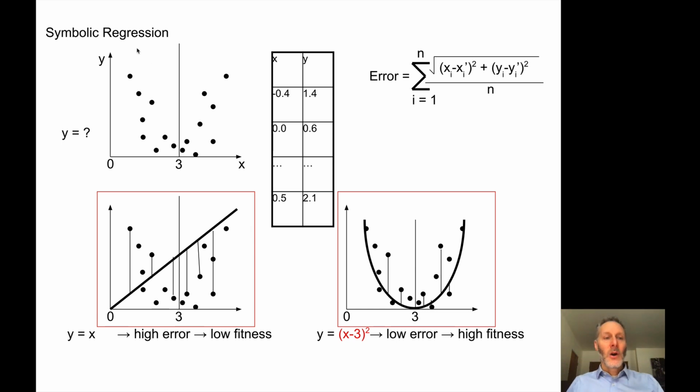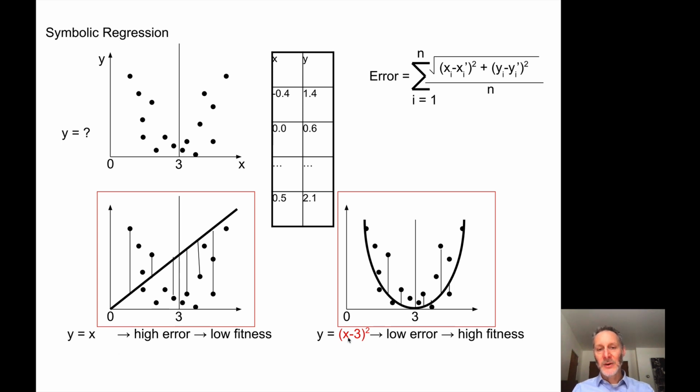Okay, so what is the problem and what are the candidate solutions? The problem that we're trying to solve in this case is we'd like to find the relationship between x and y. A candidate solution to that problem is an equation. Here's one candidate solution, here's a second candidate solution. So in this case, our genotypes are equations. Remember, a candidate solution is encoded in a genotype.